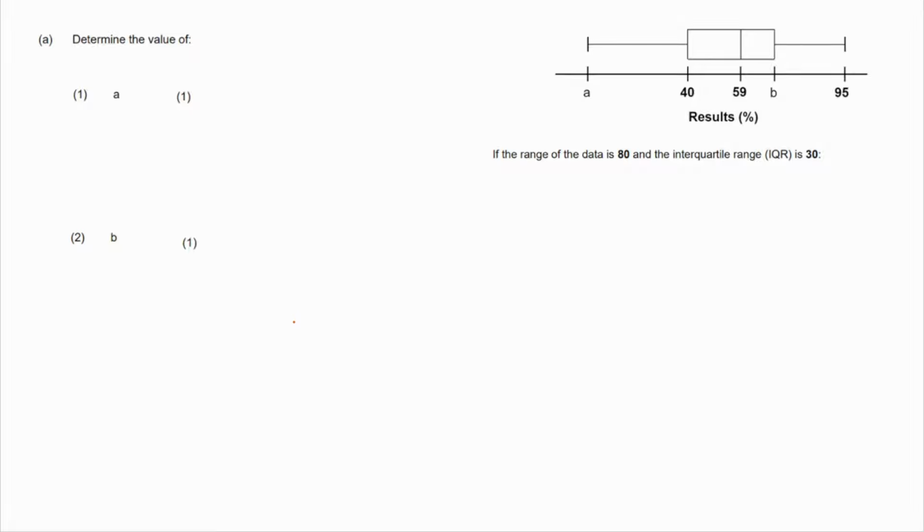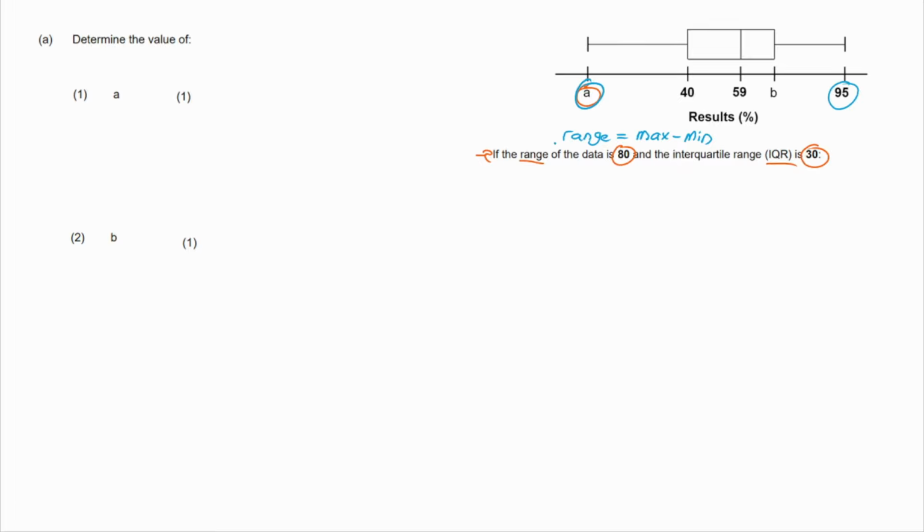Now for question A1, for 1 mark, they say determine the value of A. But what's also important is they've given us some information here. They give us the range. They say the range is 80, and they give the interquartile range is 30. All right, so we need to know a bit of theory. You need to know that the range is max minus min. This is just something you should know and remember. So the range is maximum minus minimum.